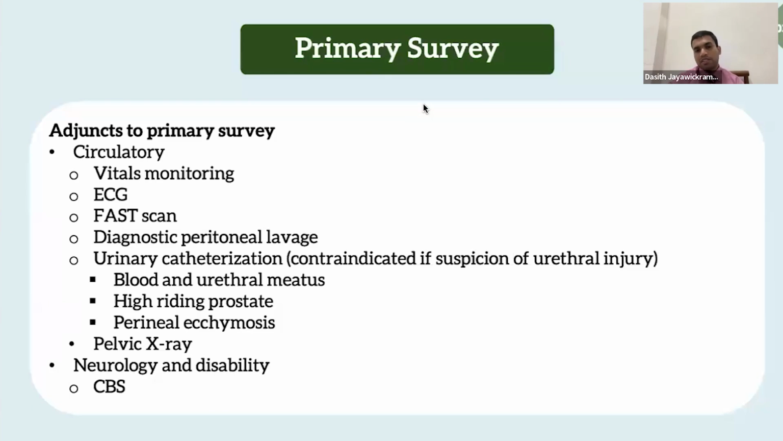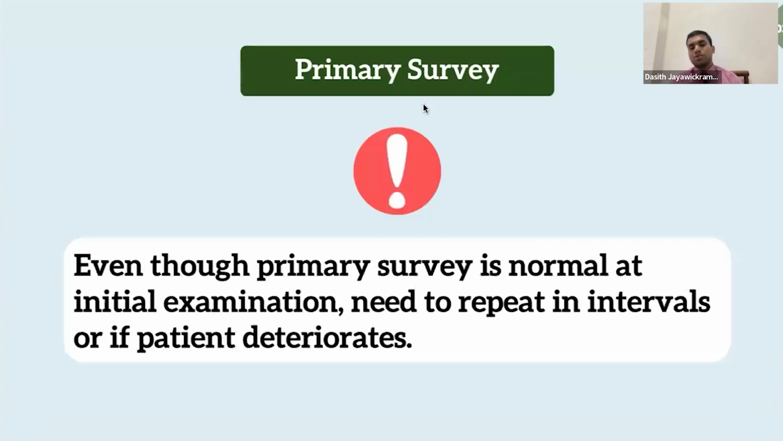And for diagnostic peritoneal lavage, the disadvantage is that it takes time and it's an invasive procedure. The advantage is that we can identify if there is any damage to the gastrointestinal tract. For example, if there's fecal matter coming out of the peritoneal drain after diagnostic peritoneal lavage, then we have high suspicion of gastrointestinal tract damage. So that is an important advantage. With that, our primary survey is complete.